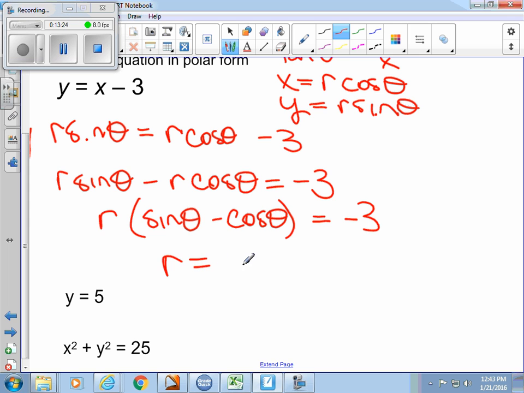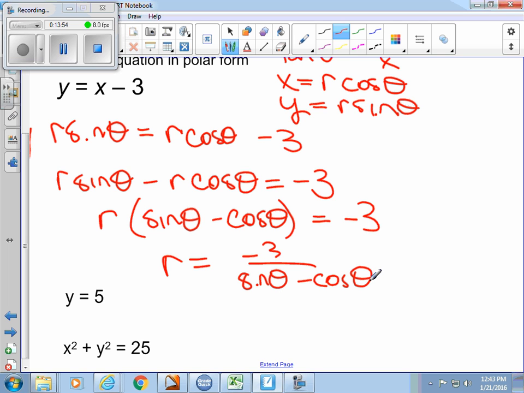So r is negative 3 over sine theta minus cosine theta. It turns out that if I were in polar coordinates in my calculator and I graphed that, the line y equals x minus 3 would come up. So now you can imagine, if it's that thing, why would we ever change it into polar coordinates? I would think we would probably not want to do that, but it's an option.